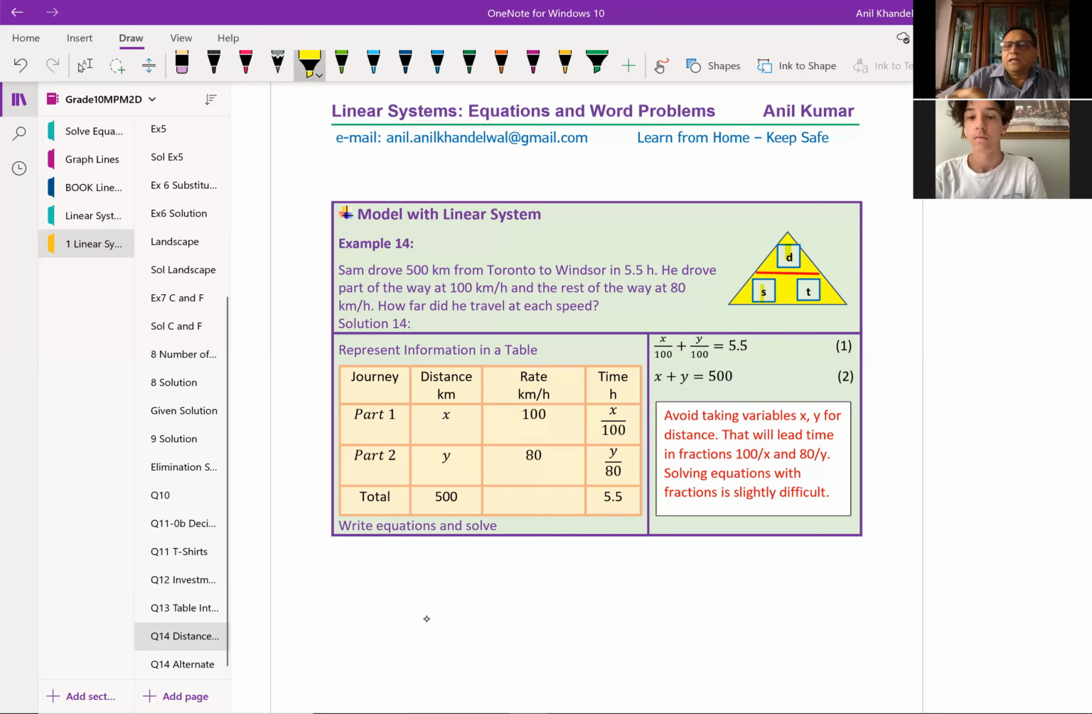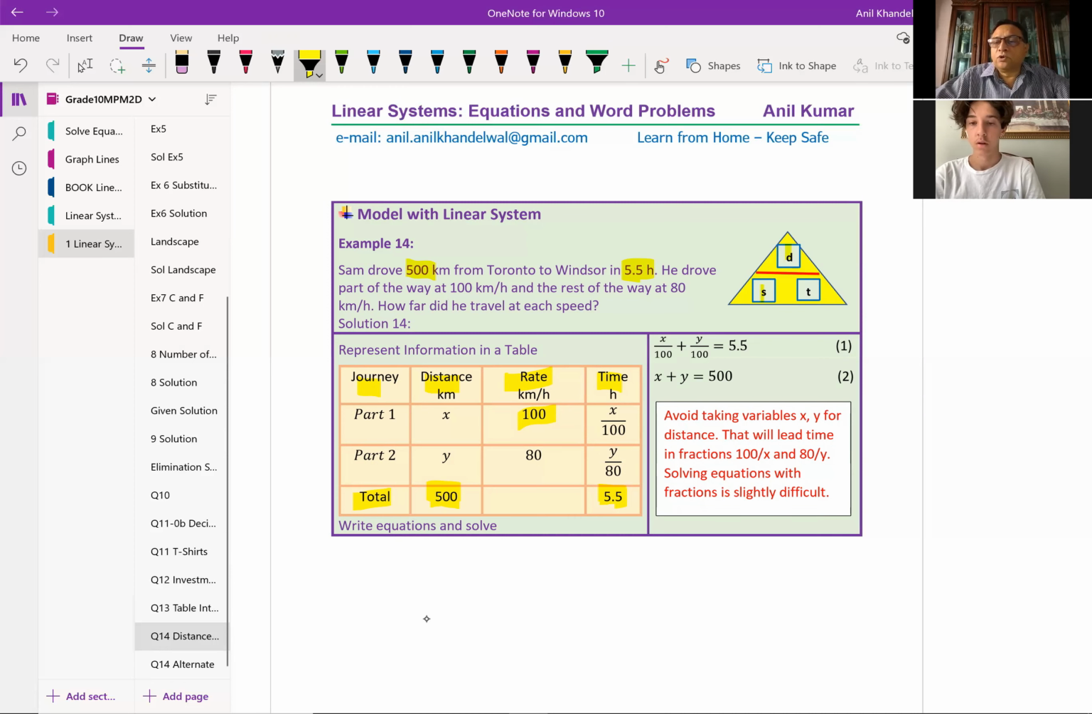So what I did was I again made my table of values. We're talking about a journey which has been done in two parts, part one and part two. Rate means the speed, right? So we have three columns here for distance, speed, and time, and the main column is the journey part. The journey is in two parts, and we know the total journey is 500 kilometers. We know the total time is 5.5. So we have a framework to show us what the real question is.